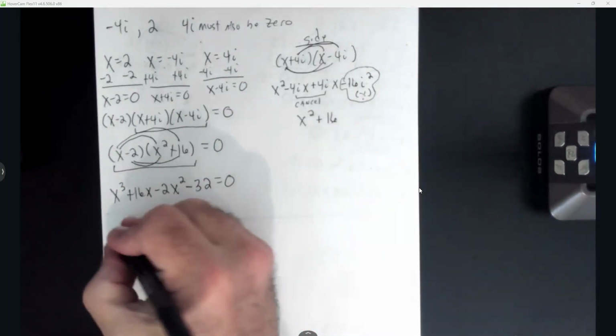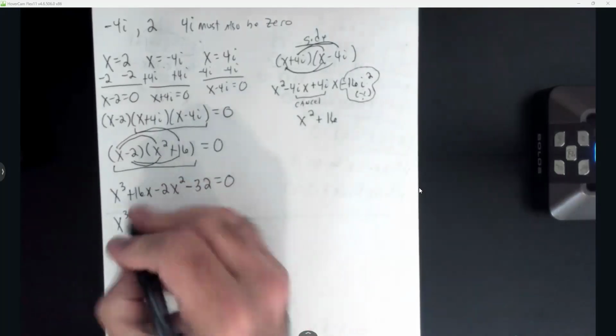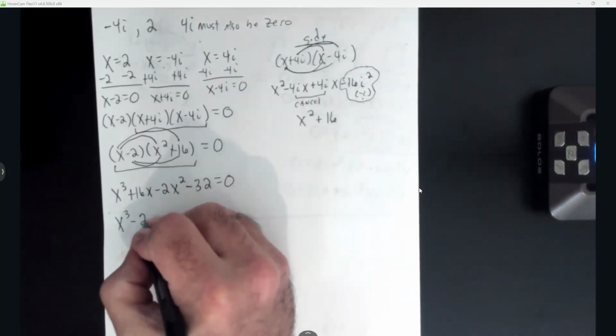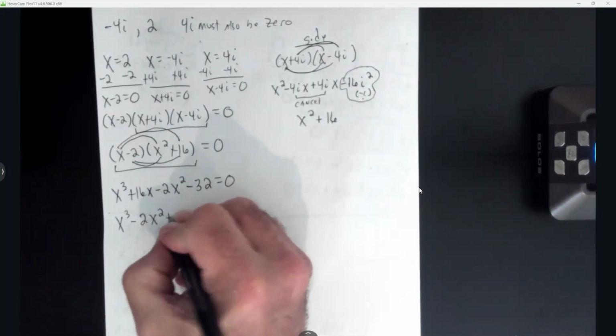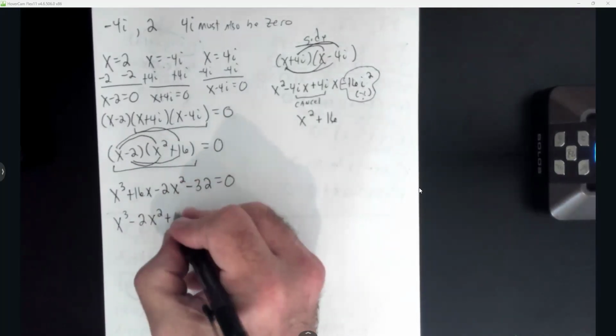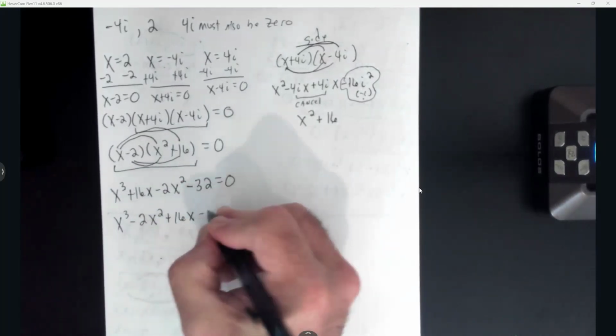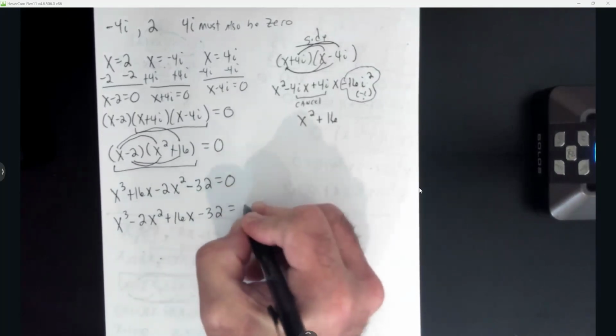So y'all, what are we going to do? We're going to rearrange the middle. So we get an x cubed minus the 2x squared plus the 16x minus the 32.